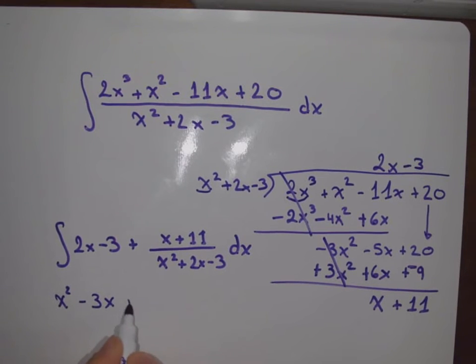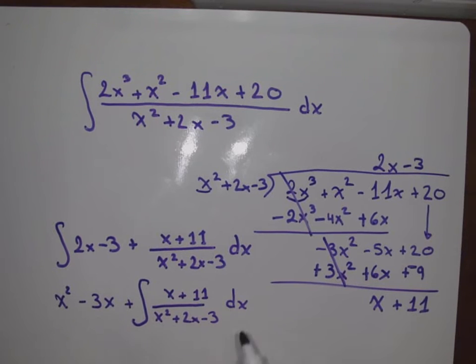Now, this will be the integral of x plus 11 over my divisor x squared plus 2x minus 3 and then dx. Now here we have a little bit more trouble, right? We're going to look and I'm going to think, can we factor that? And in fact we can, right? So how about I go ahead and do that? Let's factor that. So that will be x plus 3 and x minus 1, right?